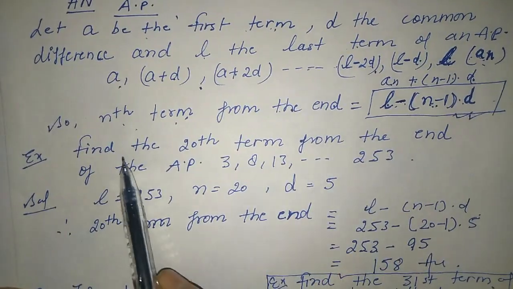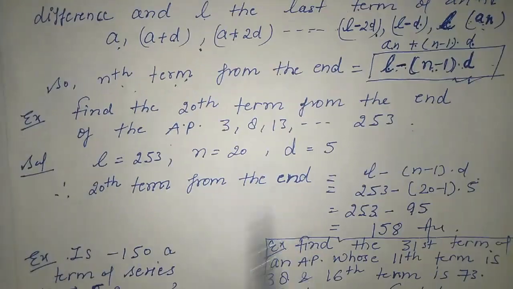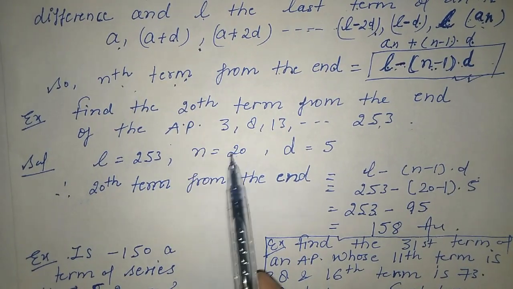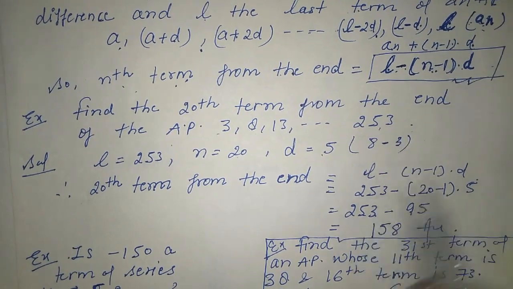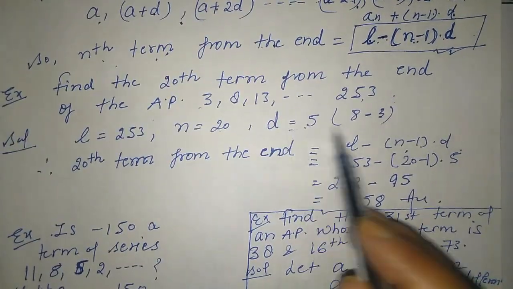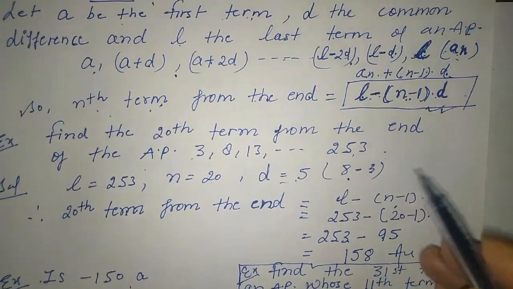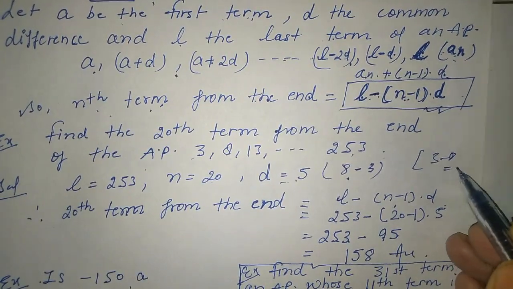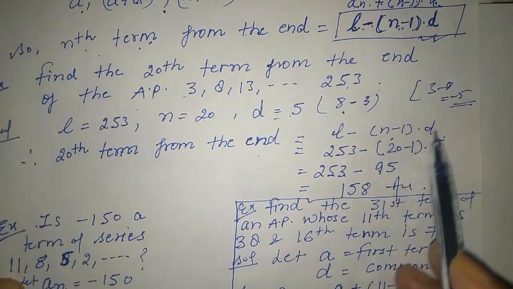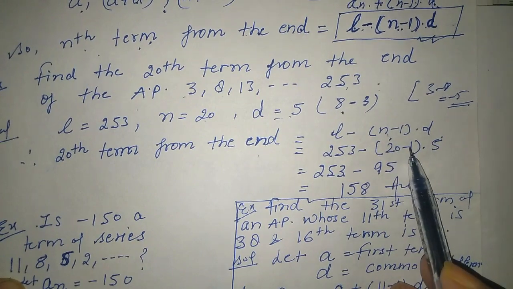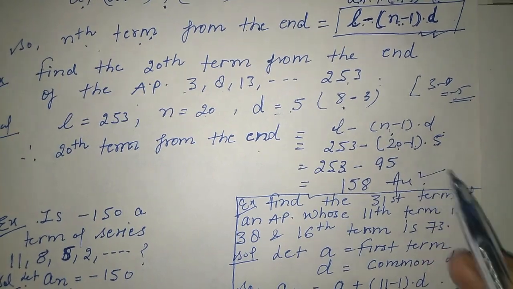So the question is based on this. Find the 20th term from the end of the AP 3, 8, 13, up to 253. What is l here? 253. n is 20. d we find by subtracting 8 minus 3, that is 5, because we are taking the direct formula, so no need to take d as negative. If we use the formula an plus n minus 1 into d, then we have to take d as 3 minus 8, that is minus 5. So the 20th term from the end: l minus n minus 1 into d, 253 minus 20 minus 1 into 5, 253 minus 19 into 5, 95. The answer will be 158.